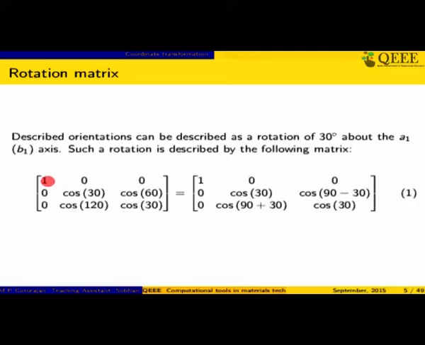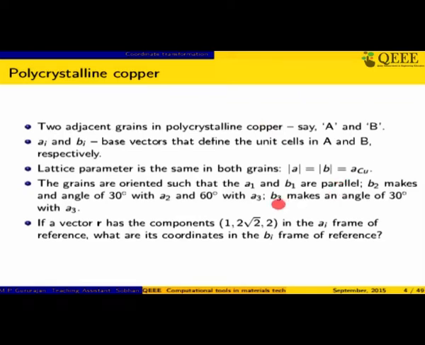With respect to B1, A2 and A3 will have the same angle as A1, because A1 and B1 remain the same. However, A2 makes an angle of 30 degrees with B2, and A3 makes an angle of 30 degrees with B3. So this is what we said it's doing. Similarly, B2 makes an angle of 30 with A2 and 60 degrees with A3. So that is what is shown.